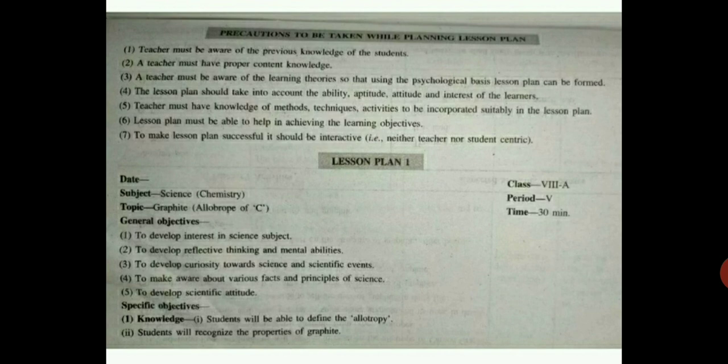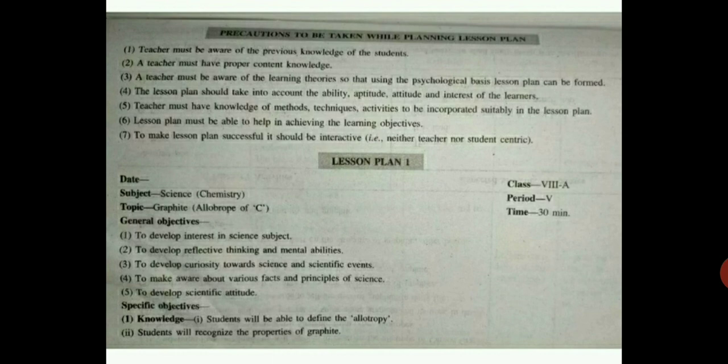So in a lesson or in a unit, you can make 3, 4, 5 lesson plans depending upon the length of that topic. So here we are going to make the lesson plan on graphite, and based on the graphite topic, we are going to frame specific objectives. There are certain specific objectives which are divided into 3 domains: cognitive, affective and psychomotor. Cognitive is related to head, affective is related to heart, and psychomotor is related to hand, that is skills.